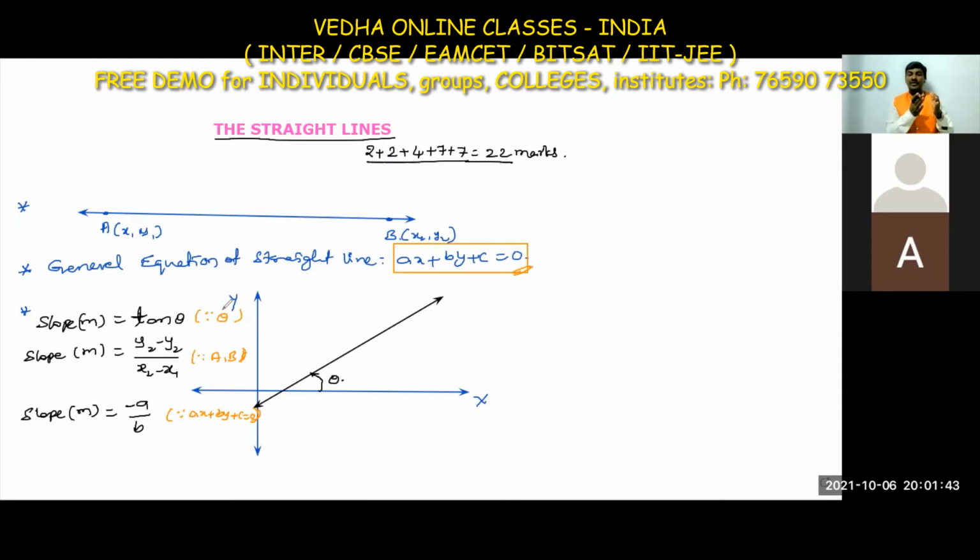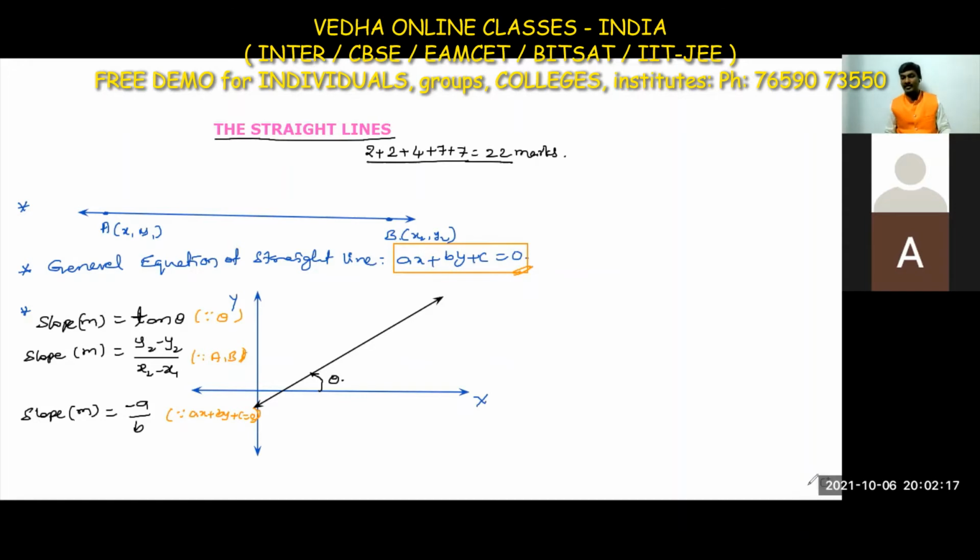Understood. What is the formula for slope when the straight line is given? Minus a by b. What is a? Minus x coefficient by y coefficient. Once again, minus x coefficient by y coefficient. This is the formula for finding the slope.